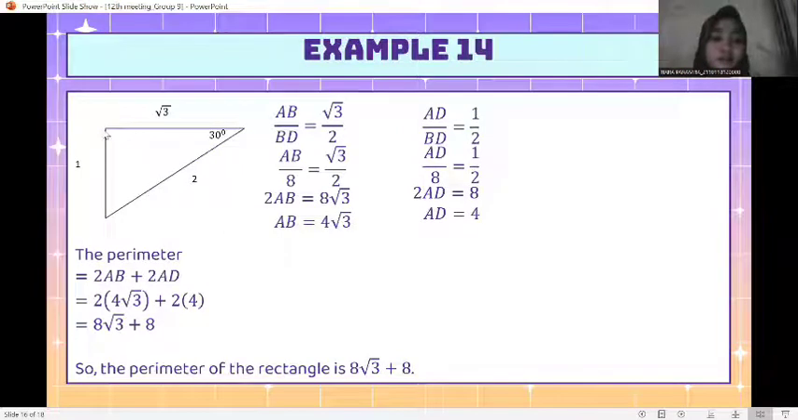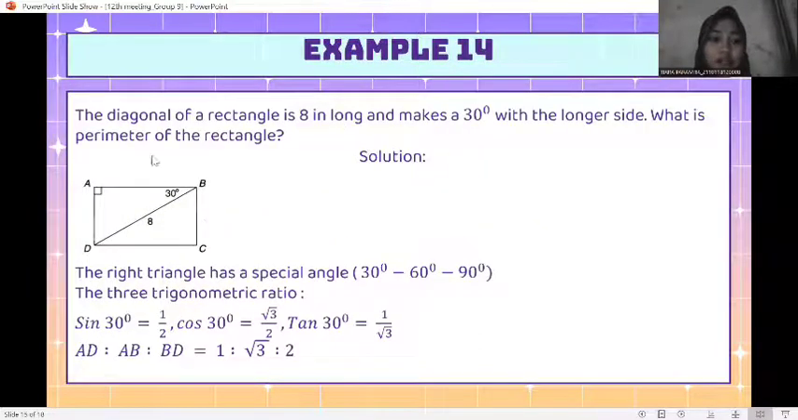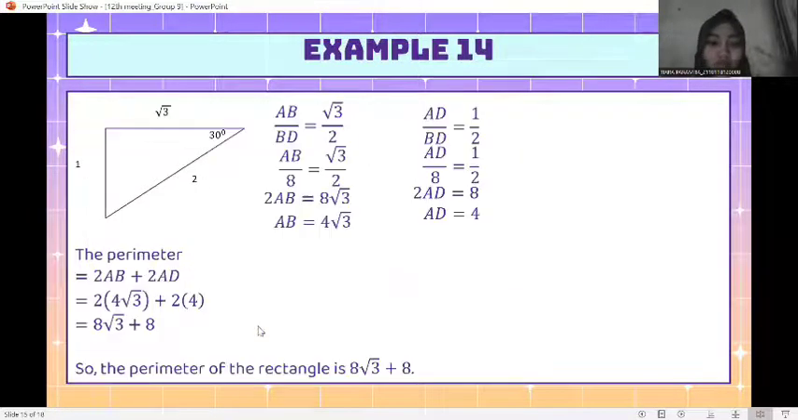Next, we can draw a triangle here from the rectangle. We use the information in the trigonometric ratios, sine, cosine, and tangent. So the triangle here has angle 30 degrees, opposite side equals 1, adjacent side equals square root of 3, and hypotenuse equals 2. So AB divided by BD equals square root of 3 divided by 2. BD equals 8, so AB divided by 8 equals square root of 3 divided by 2.